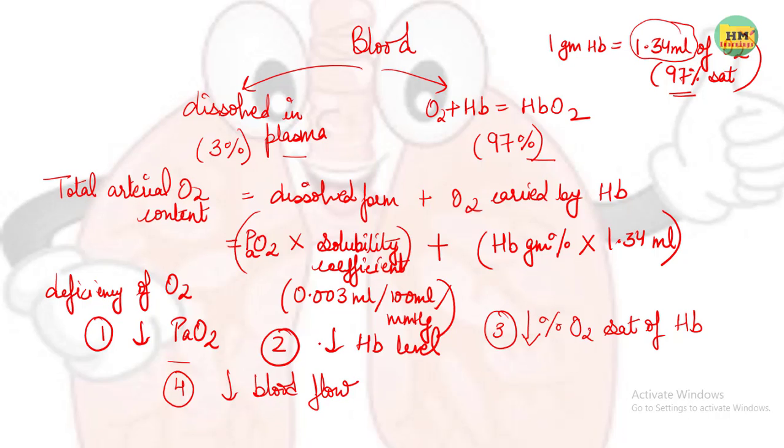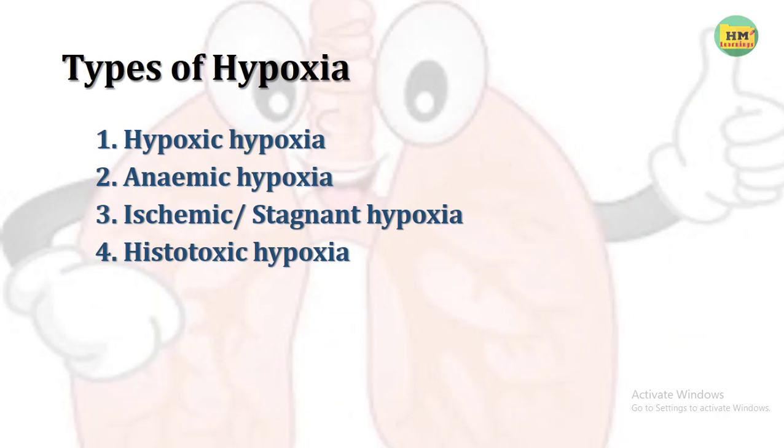So what are the types of hypoxia? Hypoxic hypoxia, anemic hypoxia, ischemic or the stagnant hypoxia, and the histotoxic hypoxia. We will see that in all these types of hypoxia, what is decreased? Either there is a decrease in PaO2, or a decrease in the hemoglobin level, or a decrease in percentage saturation of hemoglobin, or any other cause which leads to hypoxia.